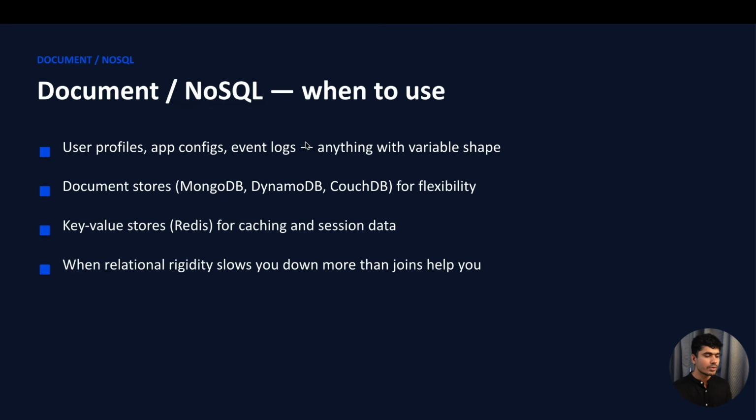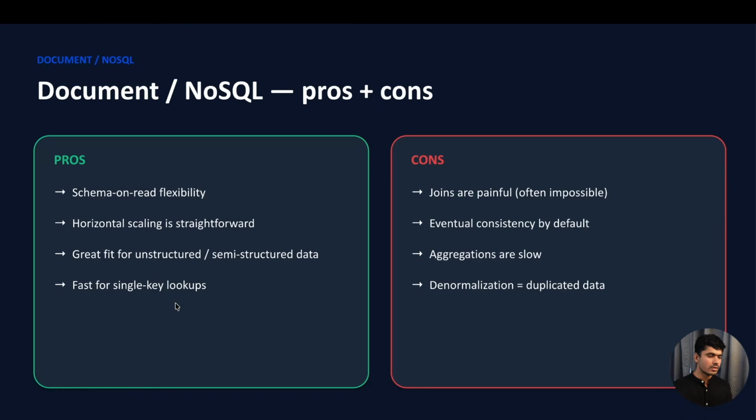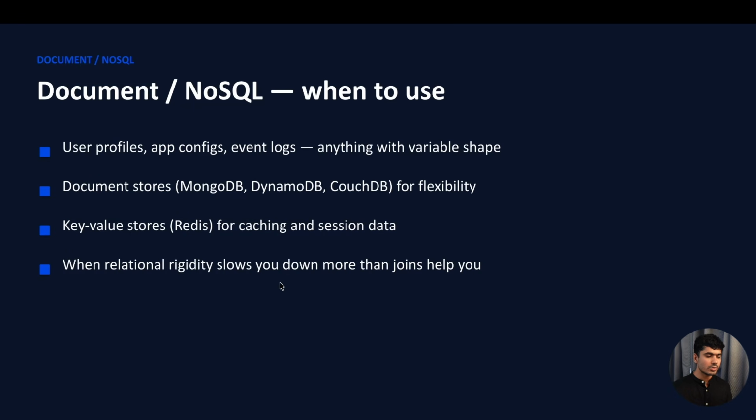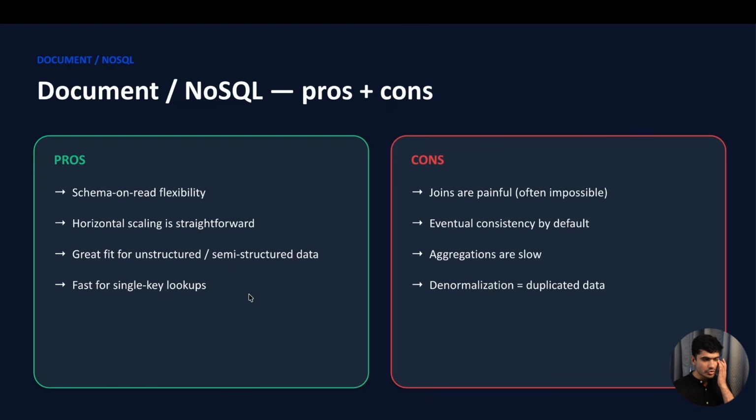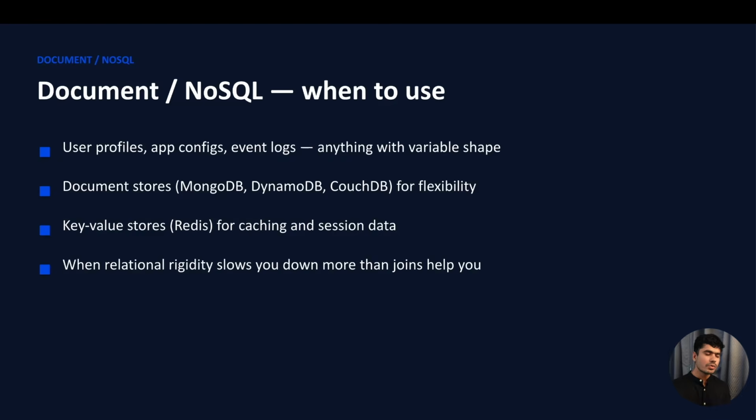It has specific use cases, for example, user profiles, application config, or event logs. If you want to store them, you can. It stores into MongoDB, DynamoDB, or CouchDB. It uses a key-value format, and relational database rigidity is slow. A relational database usually slows you down because of the joins. You have schema on read, horizontal scaling, a great fit for unstructured data, and fast single-key lookup operations. But again, modern data warehouses also handle unstructured or semi-structured data, so you can use that also.